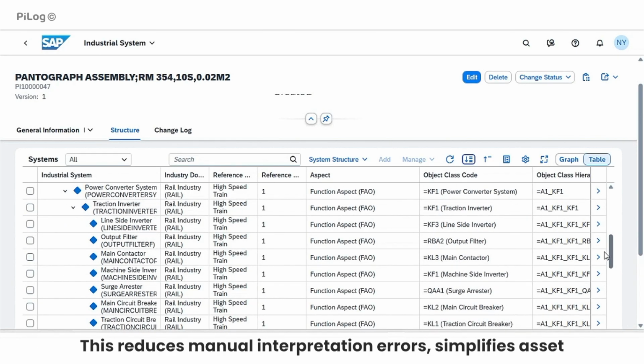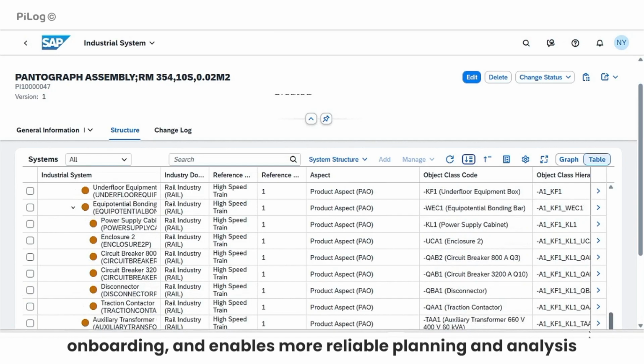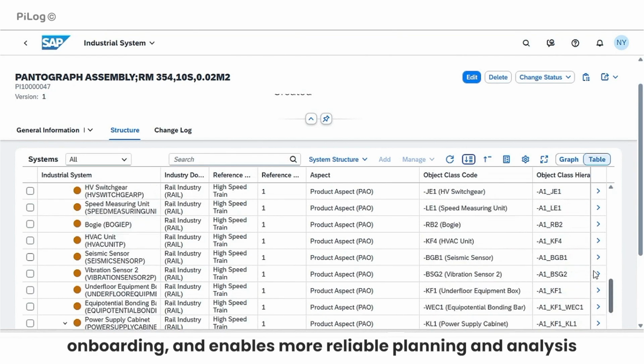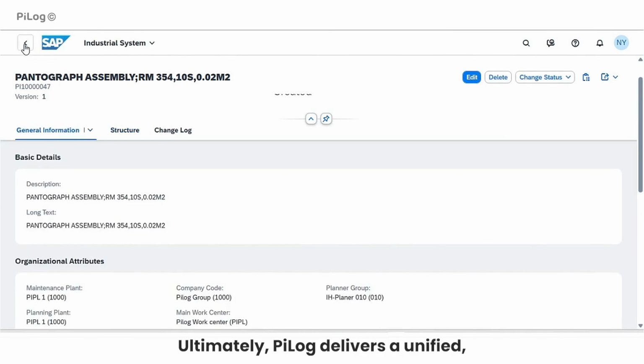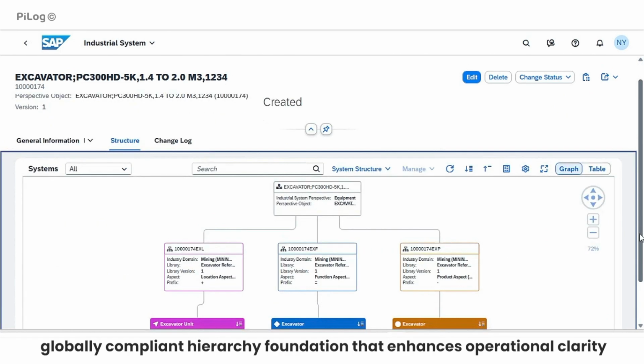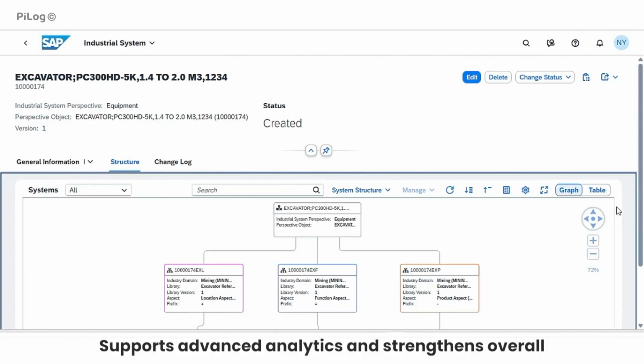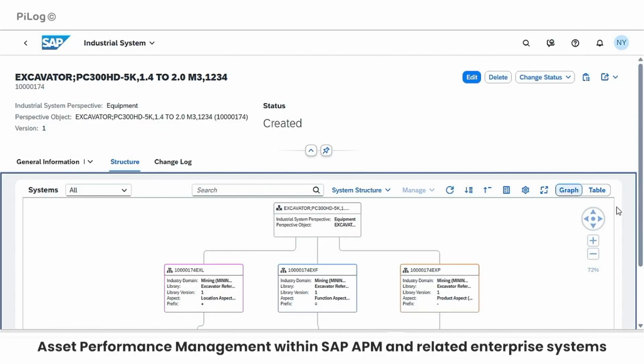This reduces manual interpretation errors, simplifies asset onboarding, and enables more reliable planning and analysis. Ultimately, PiLog delivers a unified, globally compliant hierarchy foundation that enhances operational clarity, supports advanced analytics, and strengthens overall asset performance management within SAP APM and related enterprise systems.